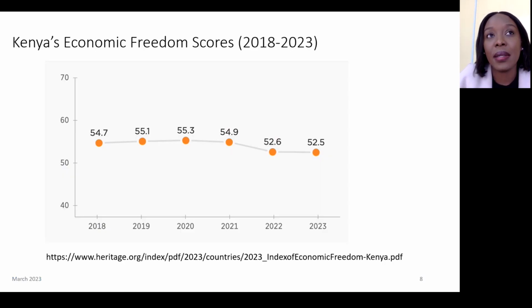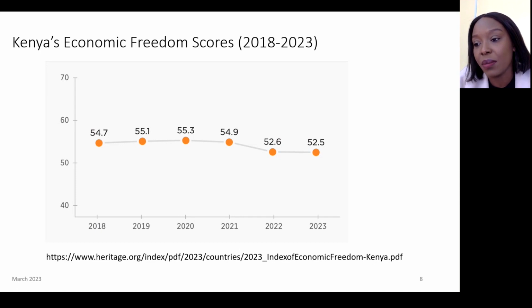So having stated that background, what has been Kenya's score over the years, or what do we see as Kenya's score? So this chart basically provides an overview of how Kenya has been performing over the last 6 years. So you see, again, we have been in the category of mostly unfree, because all the scores are between 50. So it's actually been a decline from 54.7 in 2018. We are now at 52.5.